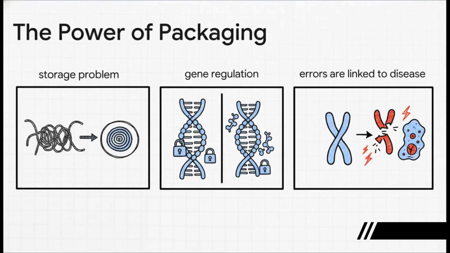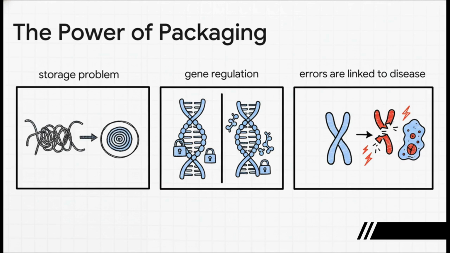Now let's talk about the real power of this packaging. Okay, the power. First, it obviously solves that massive storage problem we talked about, but crucially, it also allows for gene regulation. You see, tightly packed DNA is basically turned off, while loosely packed DNA can be read by the cell and turned on. This is why errors in packaging are directly linked to some really serious diseases.